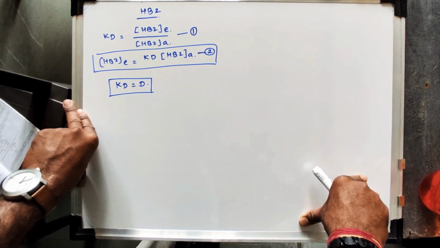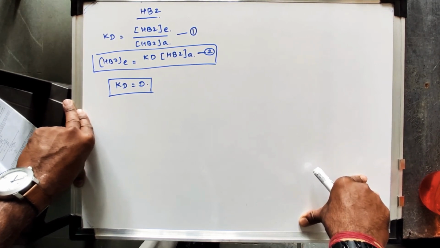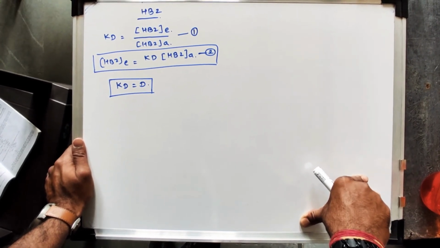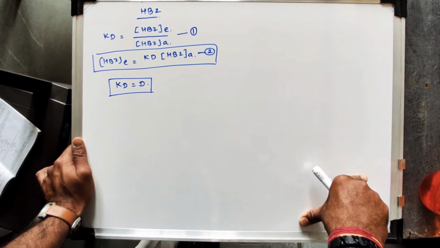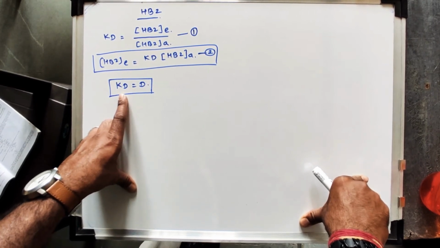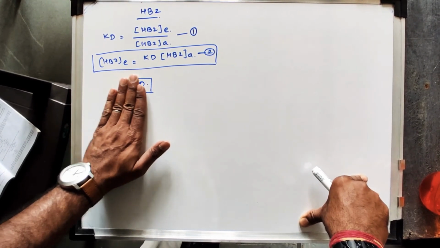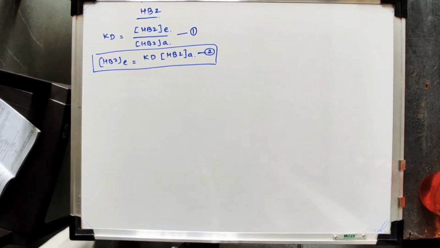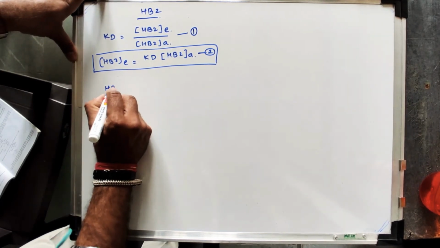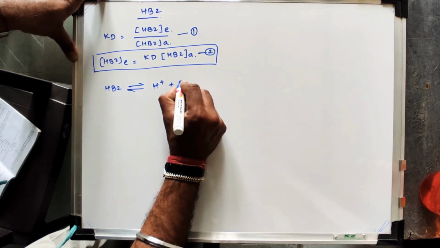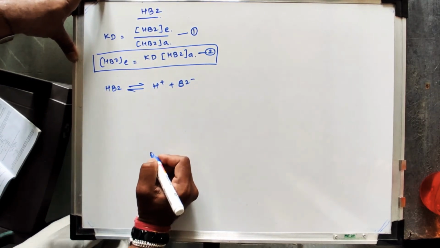But in practice, the solute undergoes association or dissociation or polymerization. That means the molecular state of the solute is not constant in any one of the phases which are in contact with each other. Then in that case, this expression is not valid, right? So we assume that benzoic acid undergoes dissociation in the aqueous layer, that means this HBz dissociates as H plus and Bz minus in the aqueous layer.